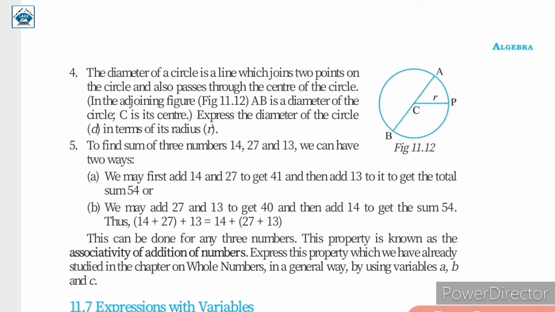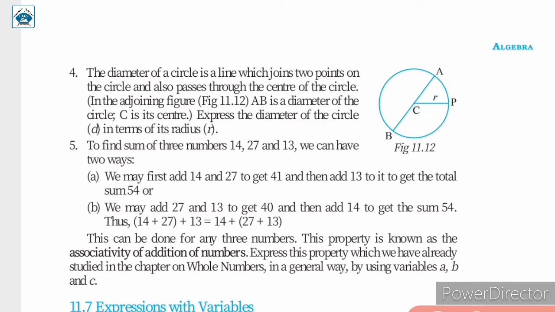So here we can say that the diameter AB can be written as AC plus CB because they are collinear points. So we need to express the diameter of a circle D in terms of its radius R. So here we have to use D for diameter and R for radius, and express the diameter in terms of its radius.